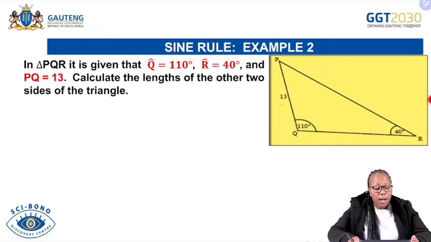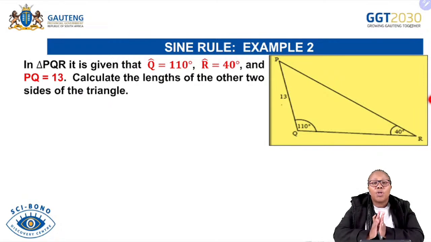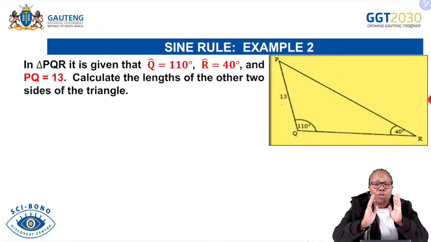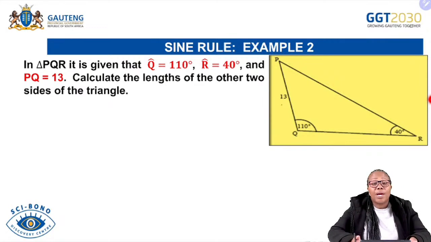Then we need to calculate the length of the other two sides of the triangle. And then look at that diagram. It is not a 90 degrees diagram. Yes, we are calculating sides, but we cannot use Pythagoras. Why? Because we do not have a 90 degrees. We cannot use trig ratios. We do not have a 90 degrees. So we are relying on the rules.